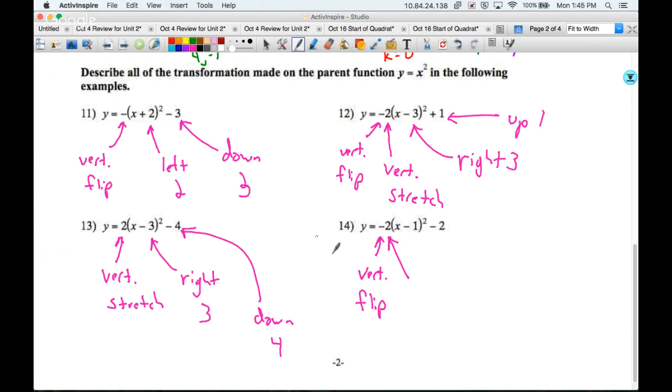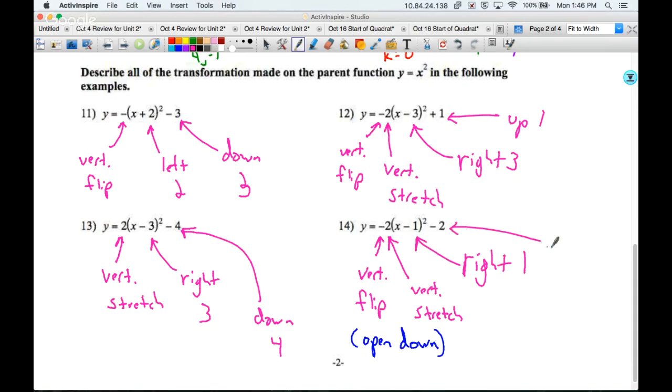I'll put in parentheses after vertical flip that this one's going to open down, because they normally open up. But if you see a negative, it causes it to open down. That 2 is going to be a vertical stretch. If that number was less than 1, like 1/2, for example, it'd be a vertical compression. This will move us right one. It's always the opposite of what you think. Right one and down two.